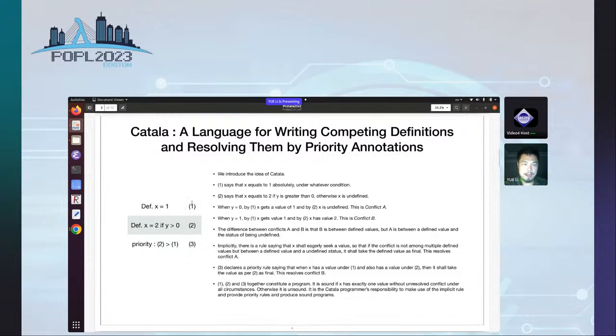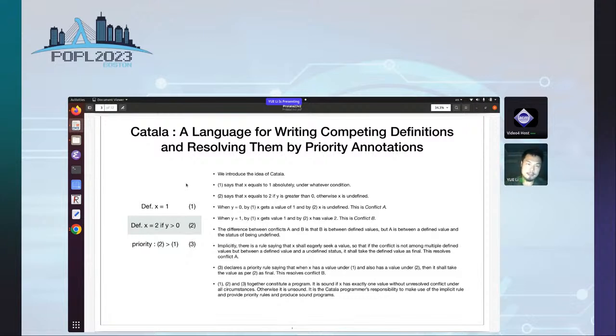And we can resolve this by an implicit rule in the CATLA programming language. This implicit rule says if one authority tells you this variable has a value and the other says this variable is undefined, then you should regard this variable as being defined, because it is regarded as being eagerly seeking a value. And in this situation, when y equals 0, the first equation gives you the final value.